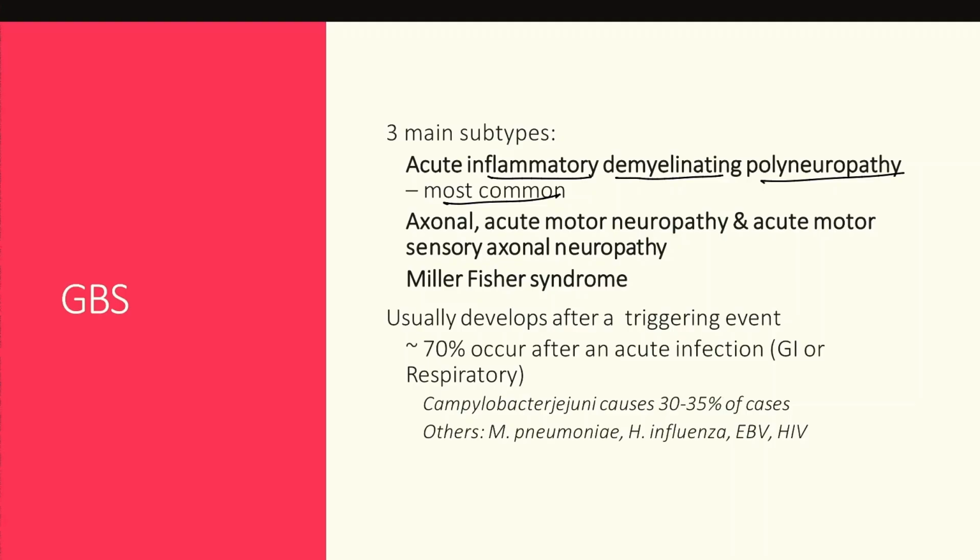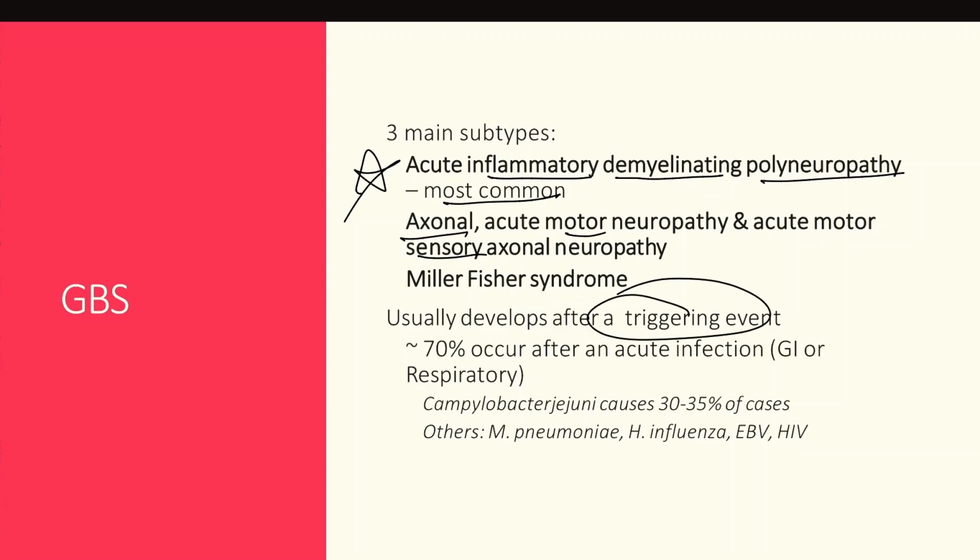The other one is an axonal type, where it has motor and some sensory involvement as well. And the last one is just Miller-Fisher. So again, just know the first one, the most common one that's there.